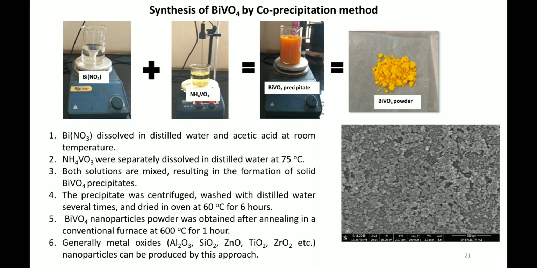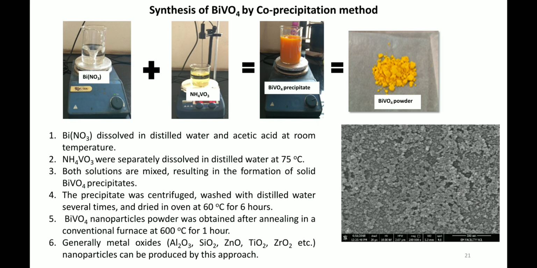The steps are again mentioned here. In the first step, BiNO3 is dissolved in distilled water and acetic acid at room temperature. Then in the second stage, NH4VO3 is separately dissolved in distilled water at 75 degrees centigrade. In the third step, both solutions are mixed, resulting in the formation of solid BiVO4 precipitates. The precipitate was centrifuged, washed with distilled water several times and dried in an oven at 60 degrees for 6 hours. Now, BiVO4 nanoparticle powder was obtained after annealing in a conventional furnace at 600 degrees centigrade for 1 hour. This is for crystallization of this BiVO4 powder.